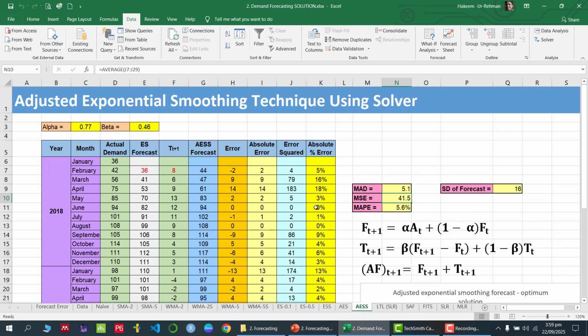So I hope you got the idea how we are going to apply the adjusted exponential smoothing method on any time series data manually as well as in Excel, as well as how we can use the Excel Solver to optimally find out the values of alpha and beta.